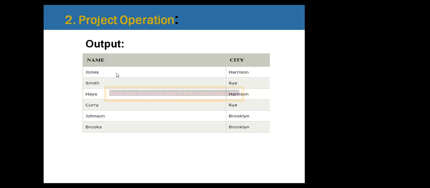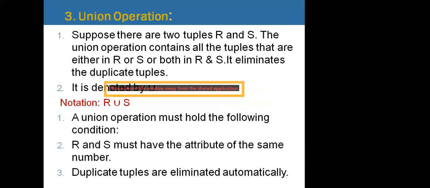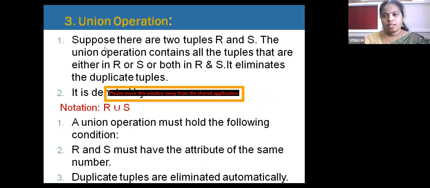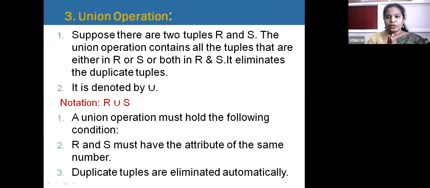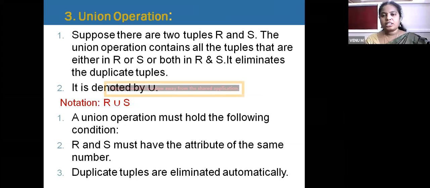So next we have to go for the union operation. Suppose there are two relations, R and S. The union operation contains all the tuples that are either in R or S, or both in R and S. So it eliminates what? Duplicate tuples.